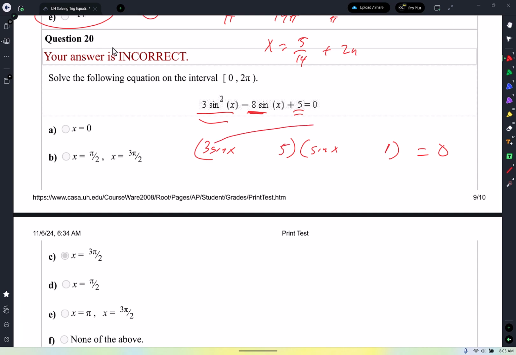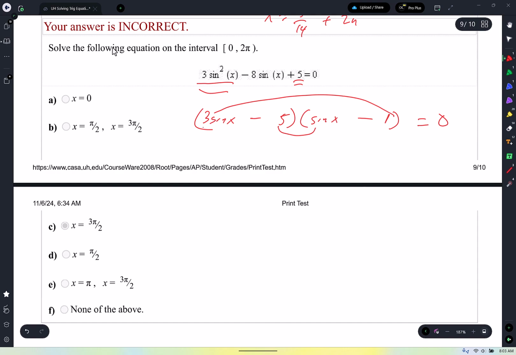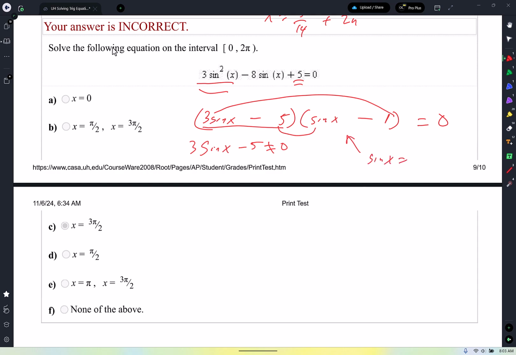See, now 3 times 1 is 3, and 5 times 1 is 5, and the sum of 5 and 3 is 8. Now notice it's a negative 8, so they both have to be negative. Negative times a negative is a positive, so there it is. You do not have to worry about the 3 sine x minus 5, because that will never equal 0, as you can see. But this one will work. Sine x will be 1, and where does that happen? At pi over 2.